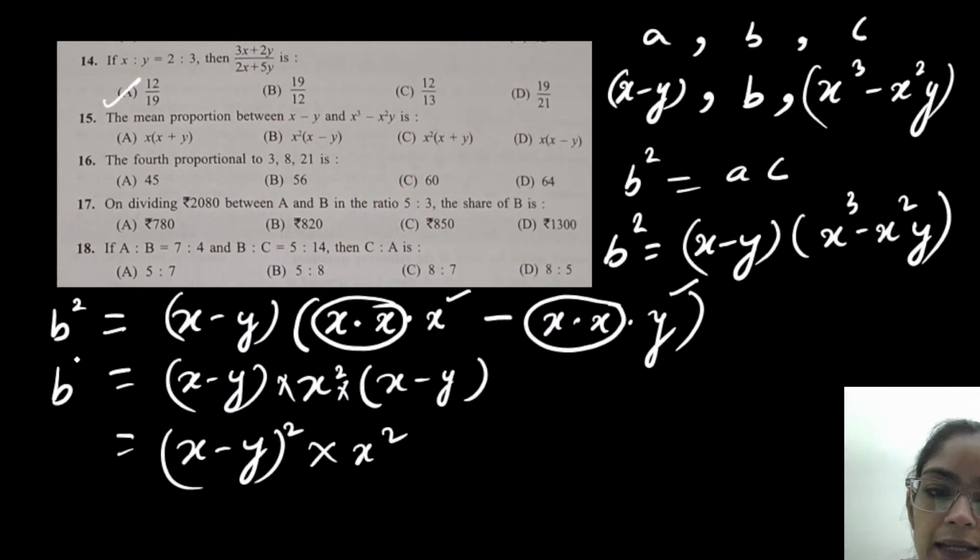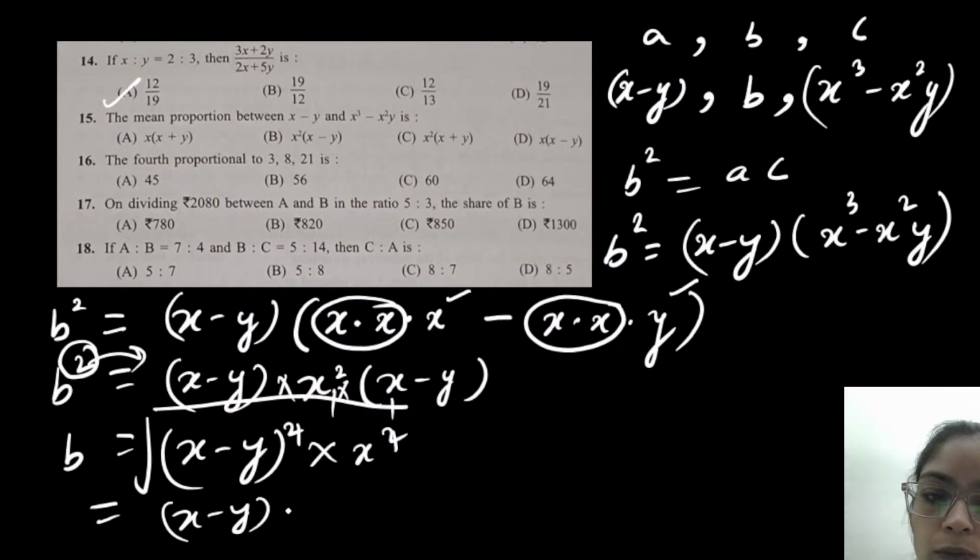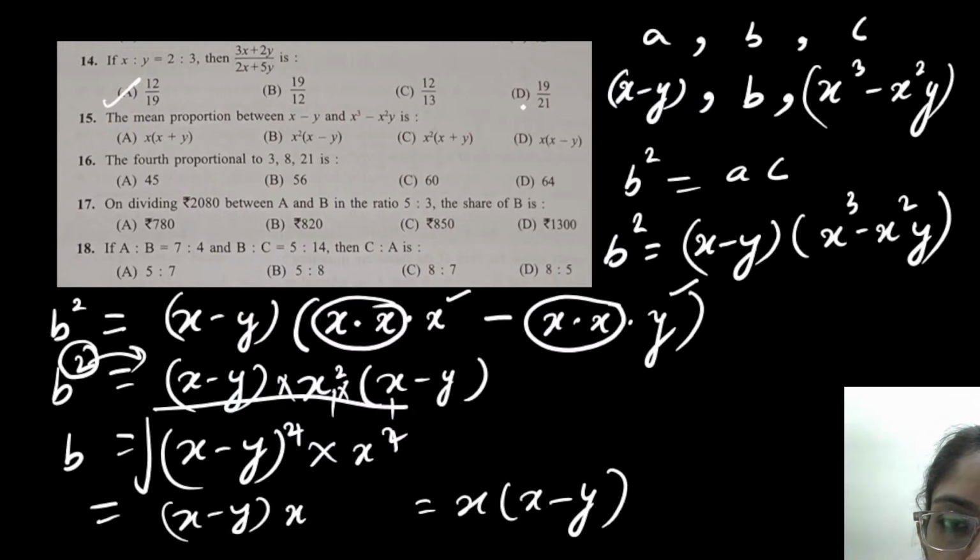So here I had b square. When the square shifts to the other side, it will become a square root. So what will be the answer of this one? When a square and a square root are together, we can cancel them. So the answer is x minus y into x, or we can write it as x into x minus y. So the option is x into x minus y, option D.